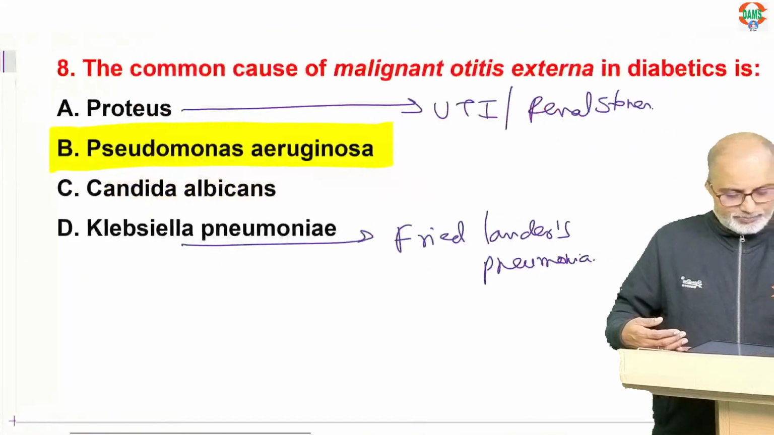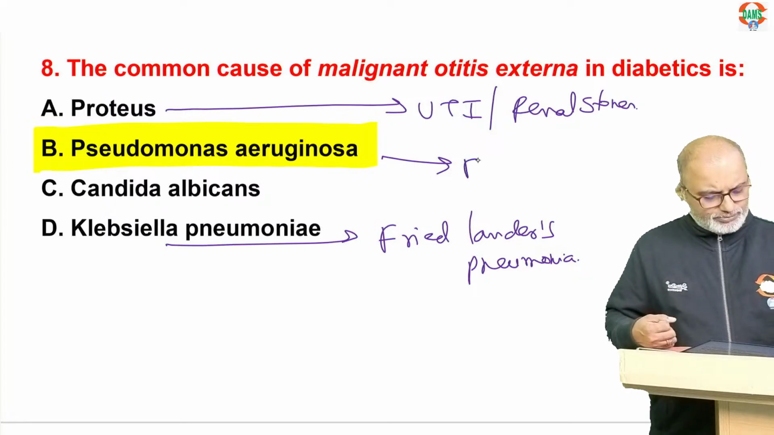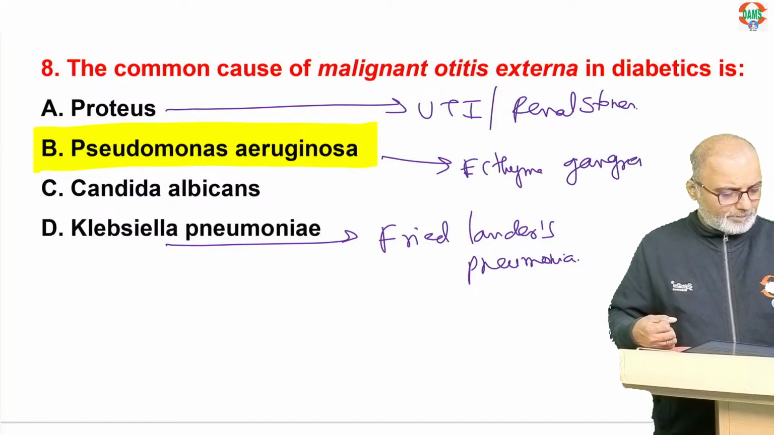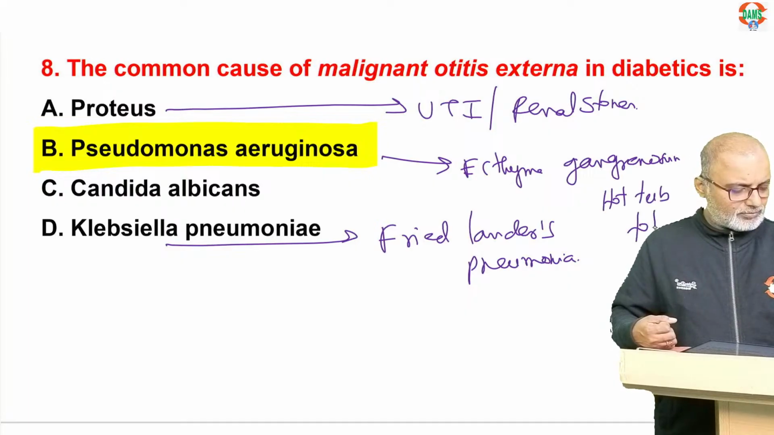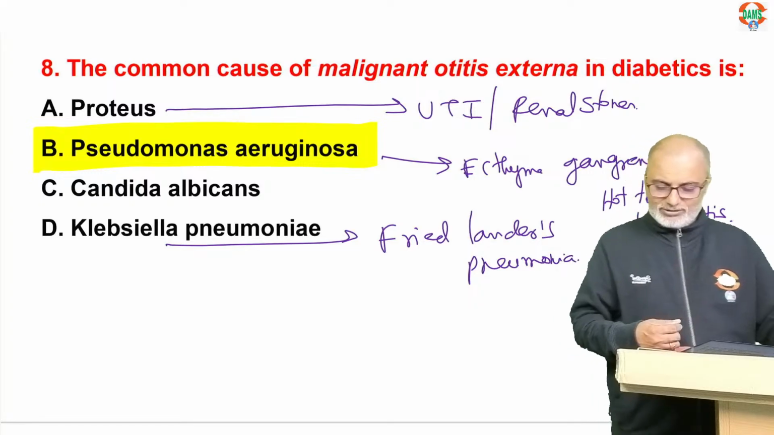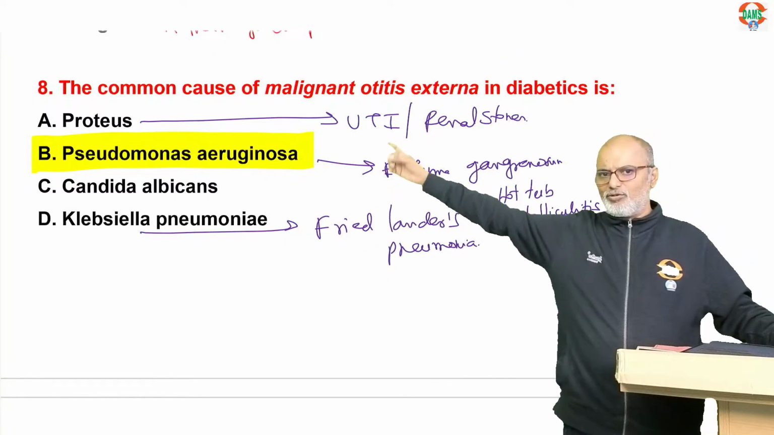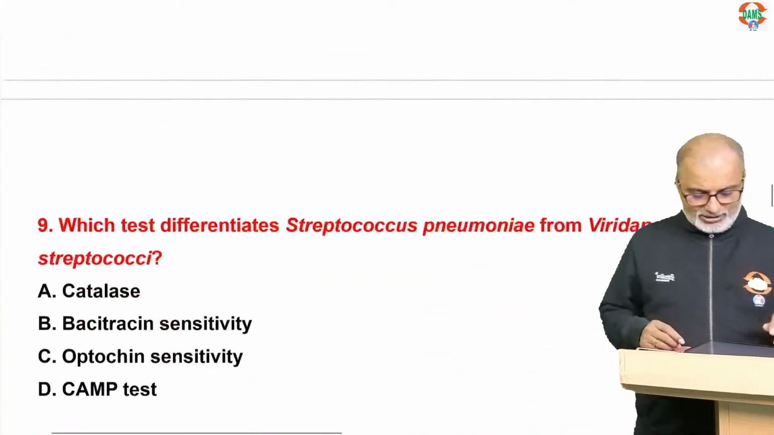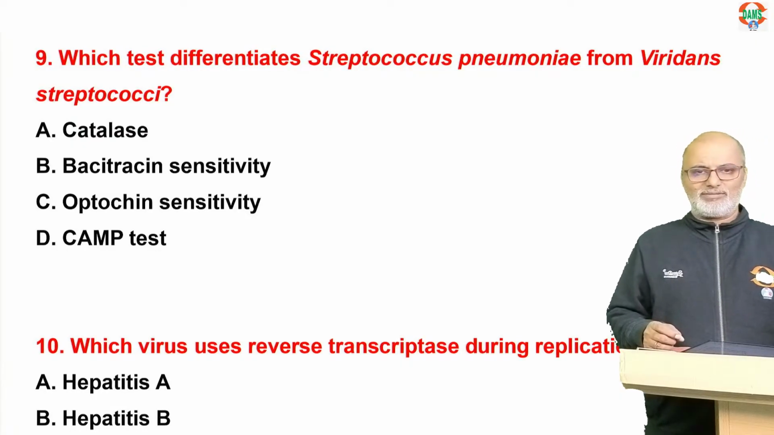Next question. Pseudomonas aeruginosa causes many things: ecthyma gangrenosum, hot tub folliculitis. Many things. So among the four choices, I can go for Pseudomonas aeruginosa. That's all. Next is, which test differentiates Streptococcus pneumoniae from viridans Streptococcus? Streptococcus pneumoniae and viridans Streptococcus both are alpha hemolytic.